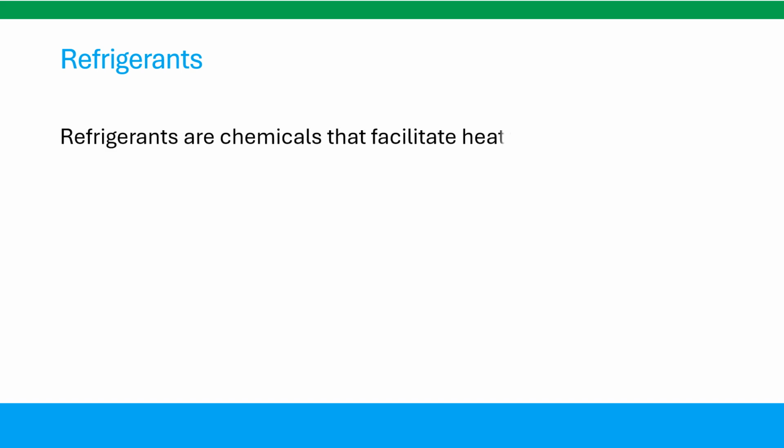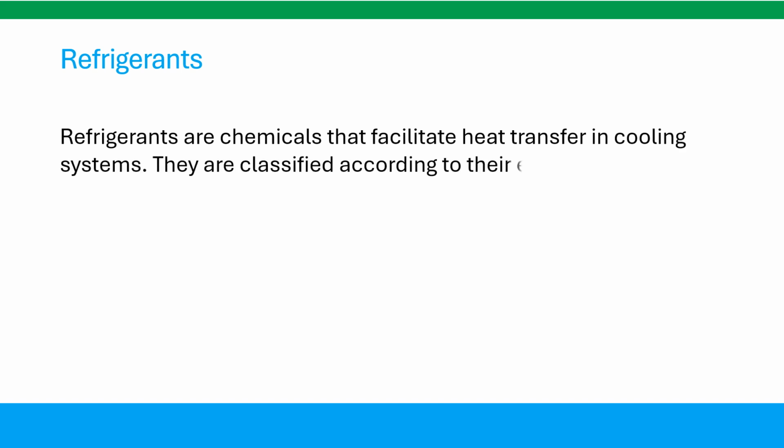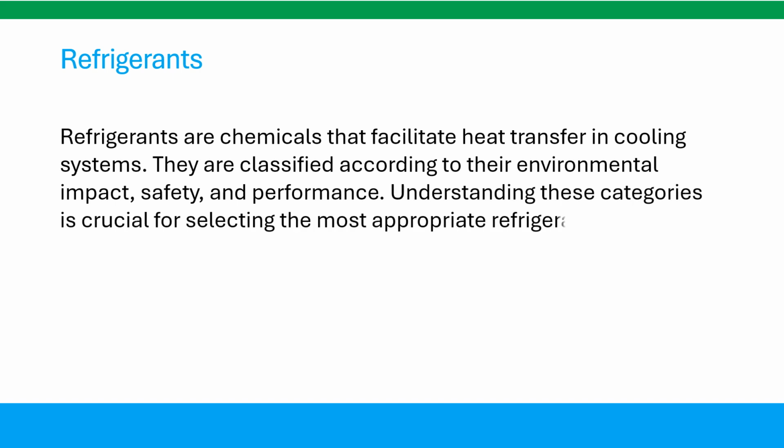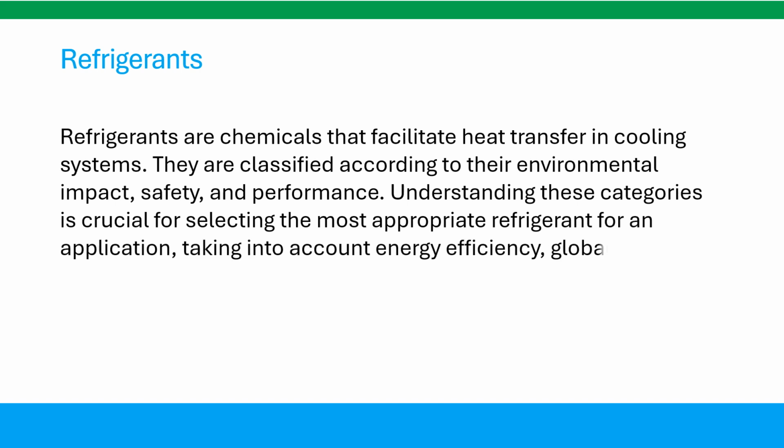Let's briefly explore the refrigerants that serve as working fluids in refrigeration systems. Refrigerants are chemicals that facilitate heat transfer in cooling systems. They are classified according to their environmental impact, safety, and performance. Understanding these categories is crucial for selecting the most appropriate refrigerant for an application, taking into account energy efficiency, global warming potential, and ozone depletion potential.